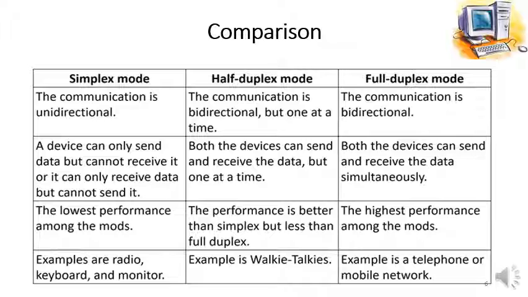Examples are radio, keyboard and monitor. These are the examples of simplex mode of transmission. In half duplex, walkie-talkies are examples of half duplex mode of transmission. And full duplex, that is telephone and mobile networks, they are based on the full duplex transmission mode, or they follow the full duplex transmission mode.